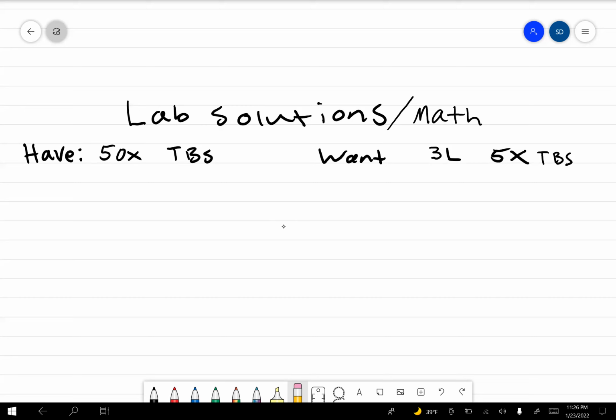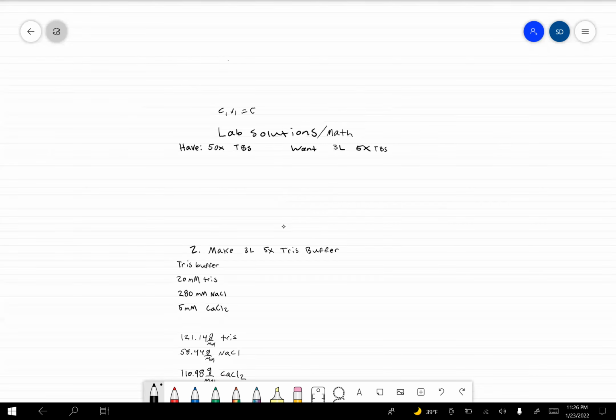The equation that will be used is concentration 1 times volume 1 equals concentration 2 times volume 2.